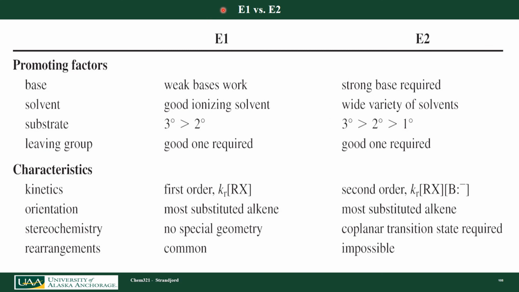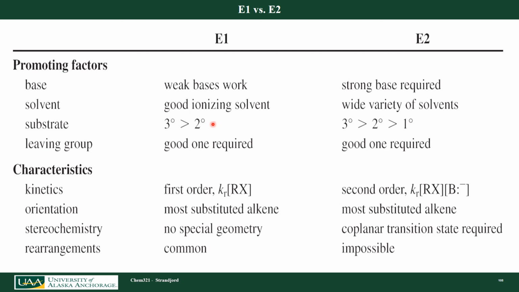We've now discussed two different types of elimination reaction, E1 and E2. Let's look at the factors that actually promote one over the other, and then let's also look at the characteristics. So if I look at E1 reactions, they usually are favored by weak bases, whereas E2 reactions are favored by strong bases. The solvent, for E1 I need a good ionizing solvent. Typically that's a polar protic solvent. E2 is a little more forgiving. I have a wide variety of solvents that are favored. Most of the time we use a polar aprotic solvent like acetone.